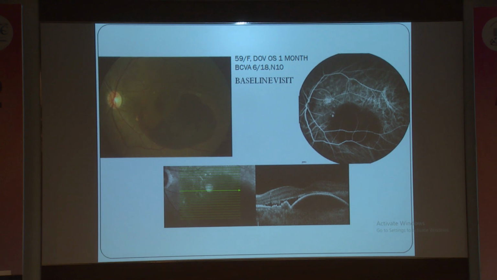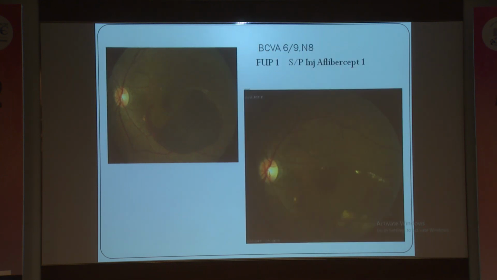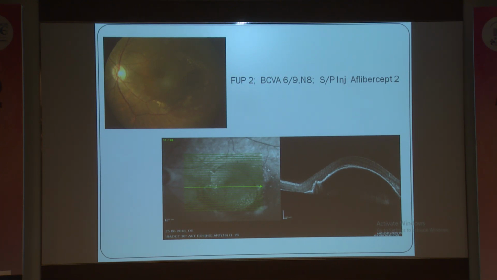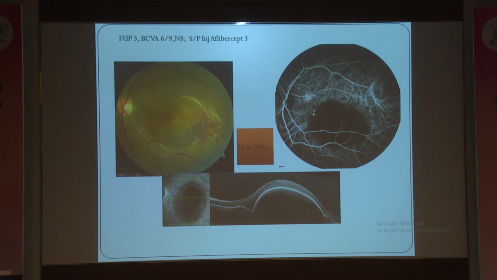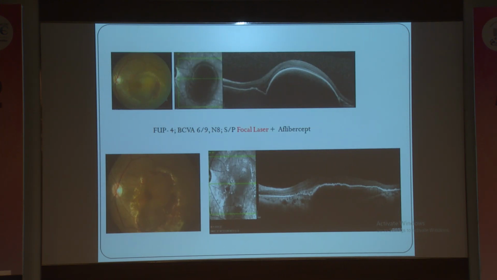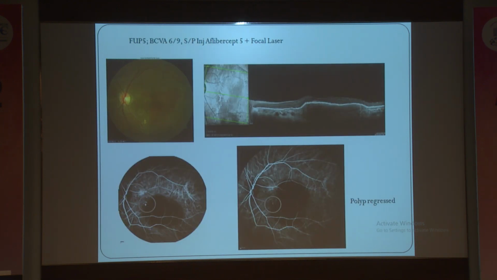This is a case of IPCV. If you see, there is a nice hemorrhagic PED and this aneurysm here, and this was treated with anti-VEGF aflibercept, and ultimately the membrane regressed, but the PED was persistent, and this polyp was also there. So ultimately a focal laser was done to the polyp, and you can see the difference, the resolution of the PED here after the focal laser. You can see the difference of the polyp after the focal laser. So many times we just keep on giving injections, but sometimes we need to switch to other alternative treatment also.